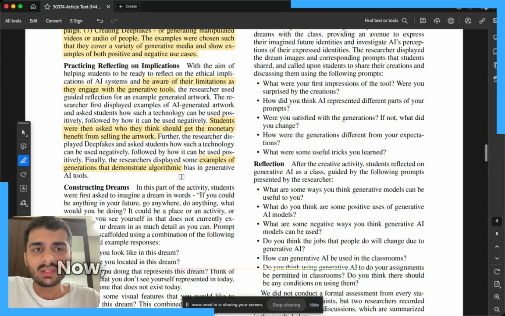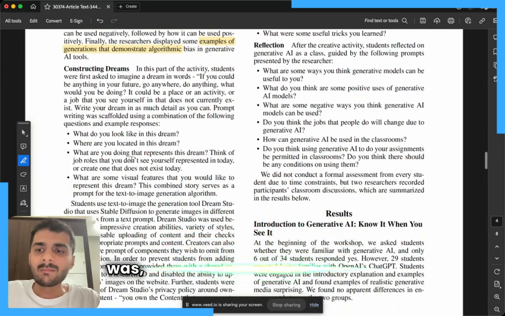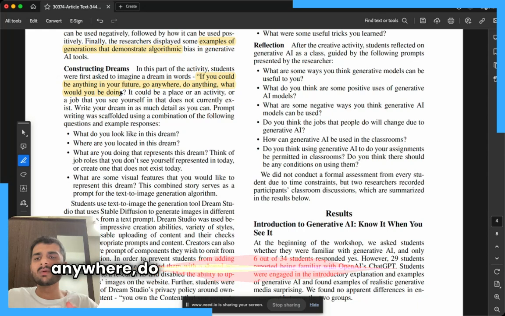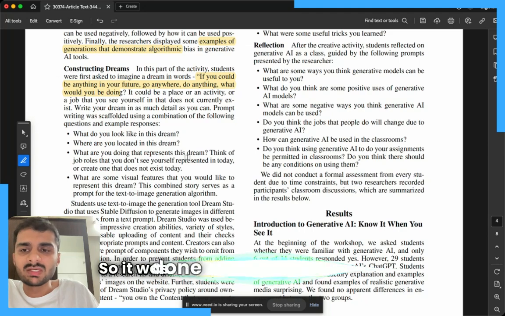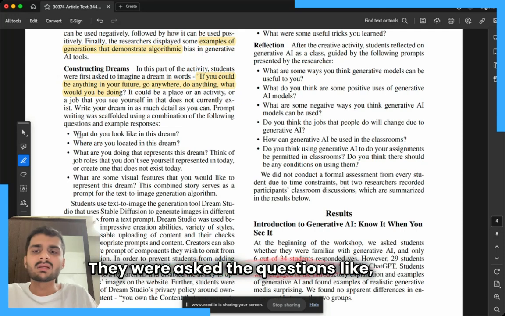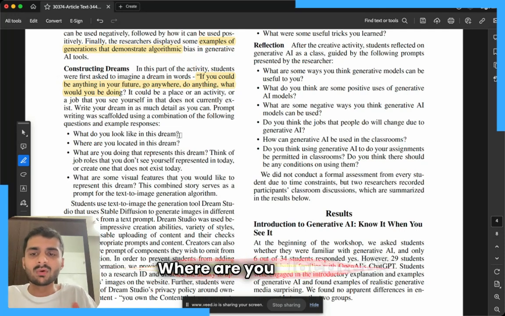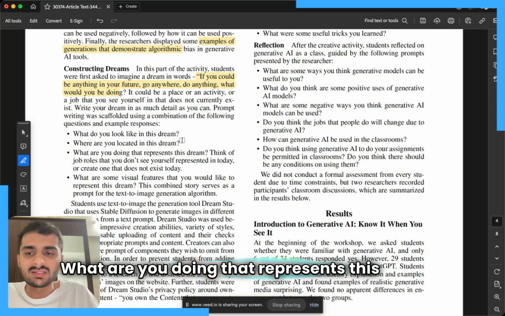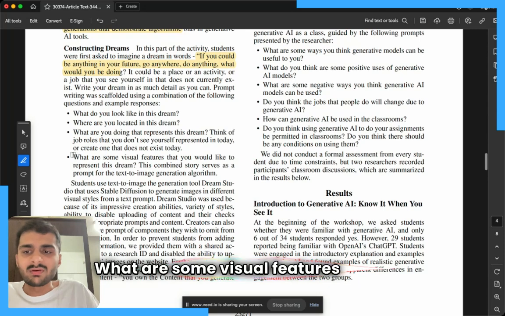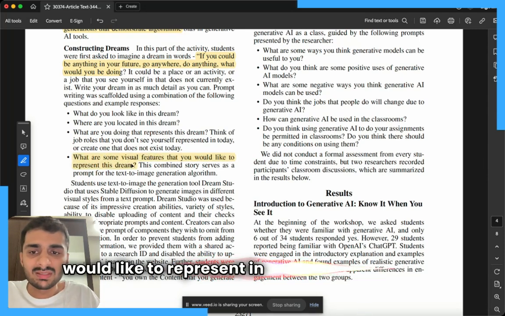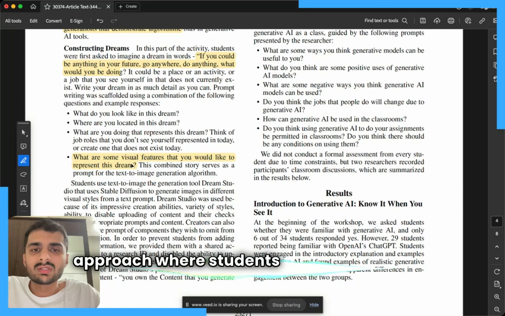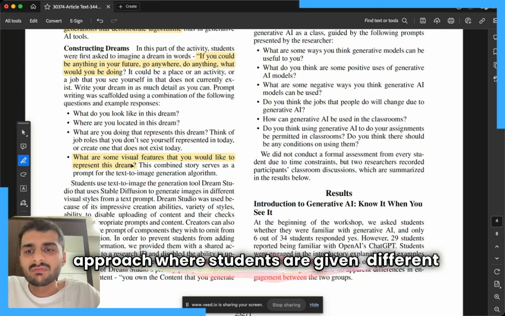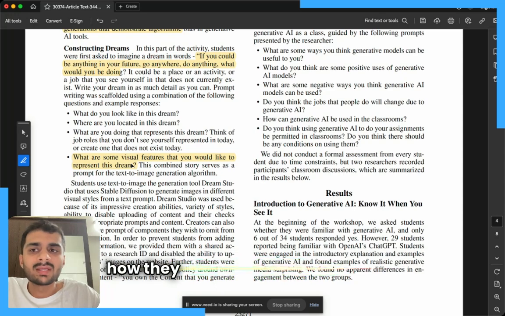was discussed. Now, the action that was given to them was, you have to construct a dream. If you could be anything in the future, go anywhere, do anything, what would you be doing? So it was done in a scaffolded manner. They were asked questions like, what do you look like in this dream? Where are you located? What are you doing that represents this dream? What are some visual features that you would like to represent in this dream, etc. So this is an example of a scaffolding approach where students are given different ideas of how they can construct their dream.